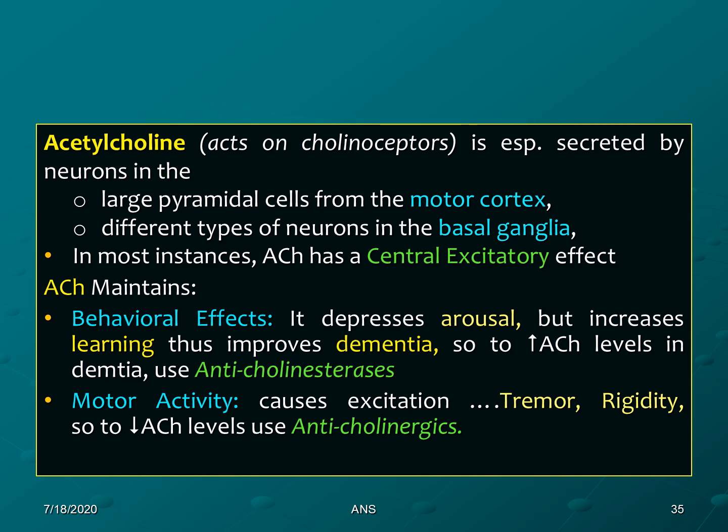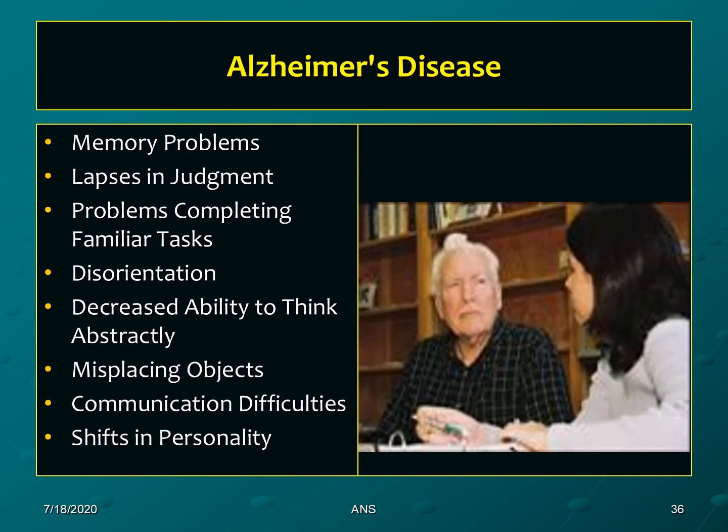It also maintains the motor activity, producing tremor, rigidity. So, to control that, we decrease cholinergic activity, like anticholinergics in Parkinsonism, which will control the tremors and rigidity produced by the increased cholinergic activity.